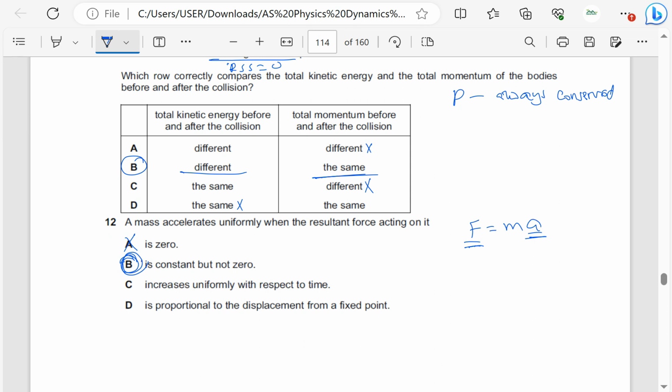So the answer is going to be B. So I think that marks the end of part 12.